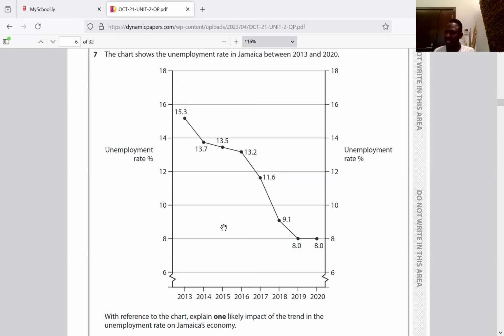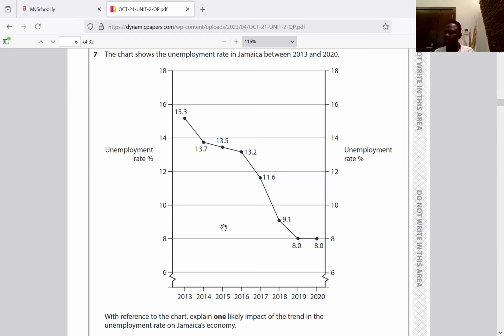So according to the chart, the unemployment rate fell by 7.3%. How? From 15.3% in 2013 to 8.0% in 2020. So that's a 7.3% fall in the unemployment rate. This is likely to increase average income in Jamaica, which will in turn increase aggregate demand in the country. And that's the point anyway.